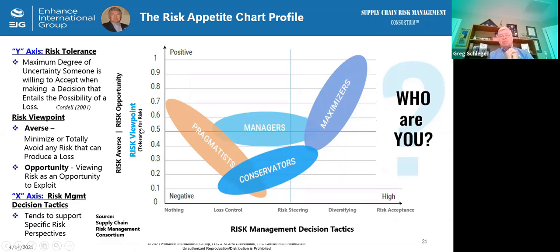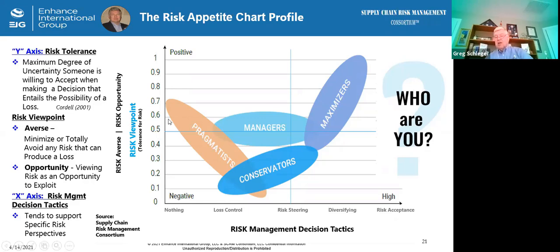On the top portion of the Y-axis, something a little different. These are the folks who think about risk from an opportunity point of view, meaning one company's risk event can be another company's risk opportunity.